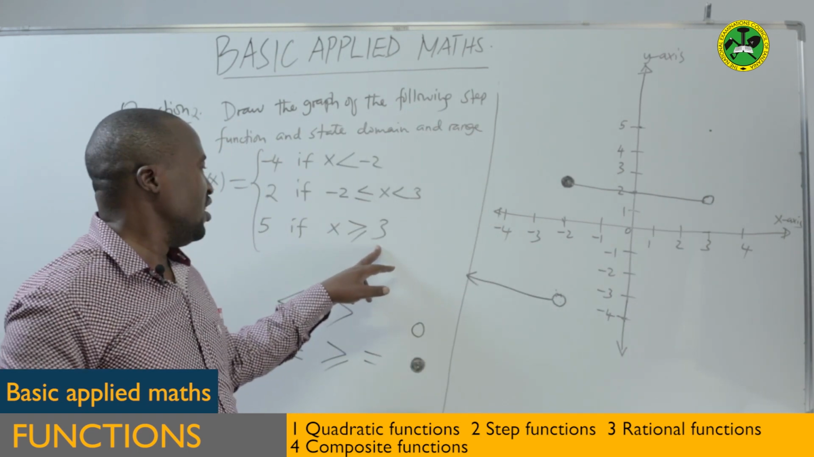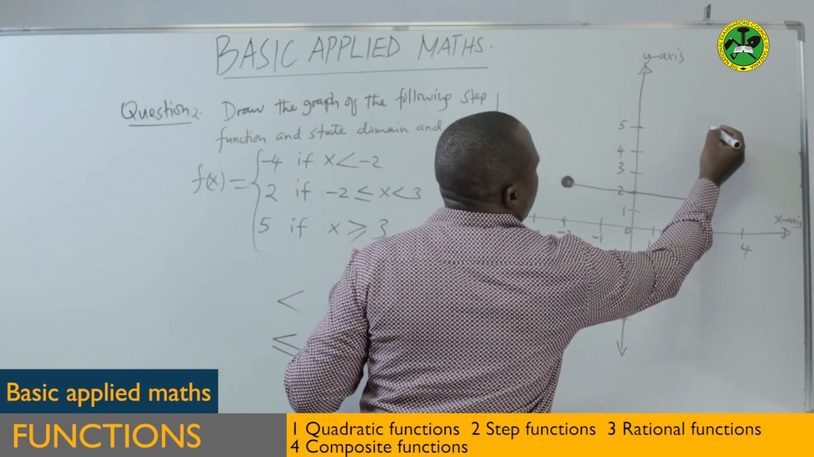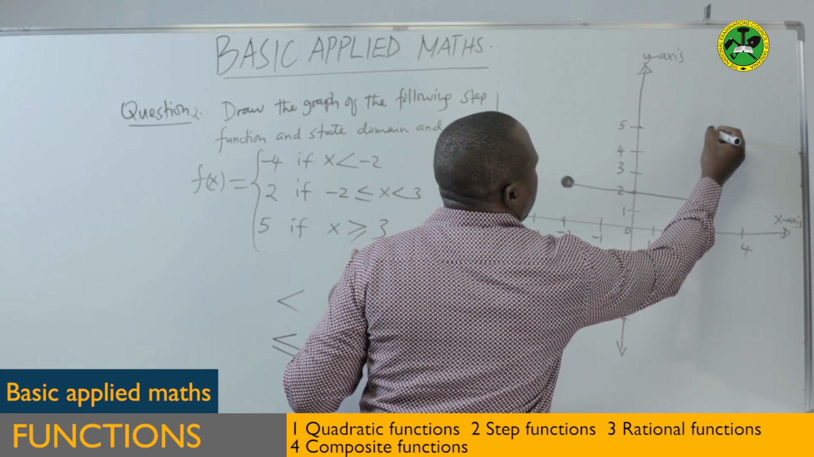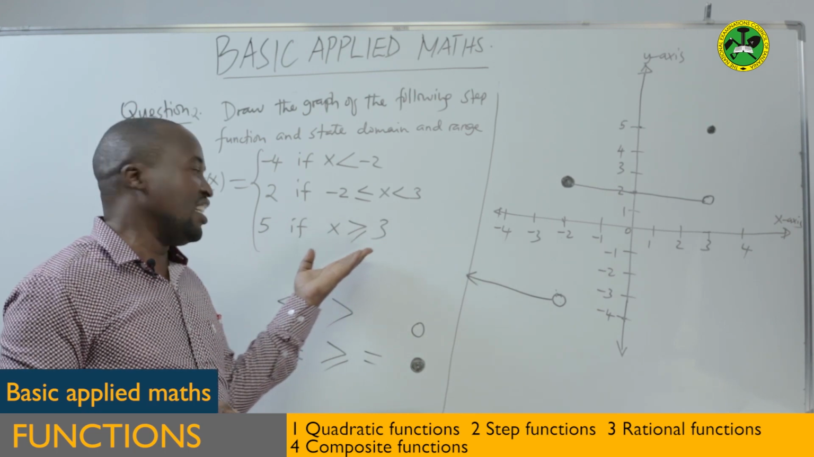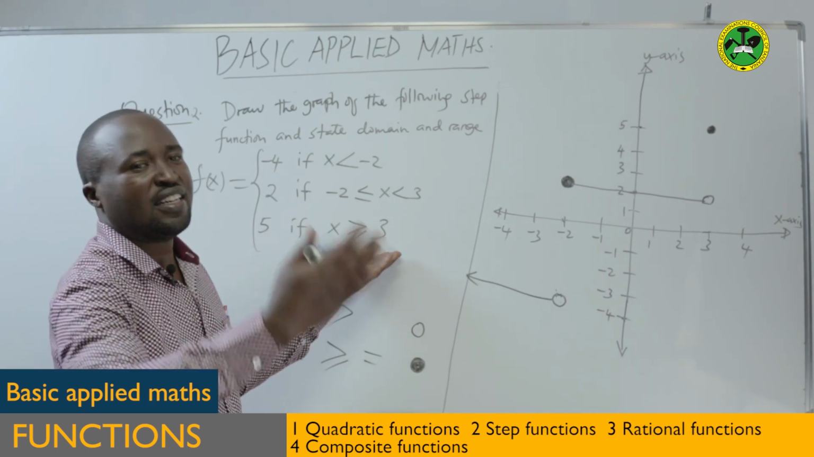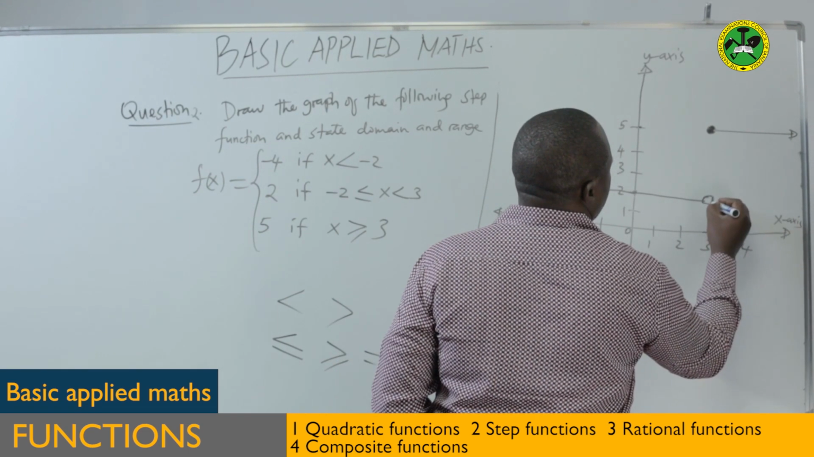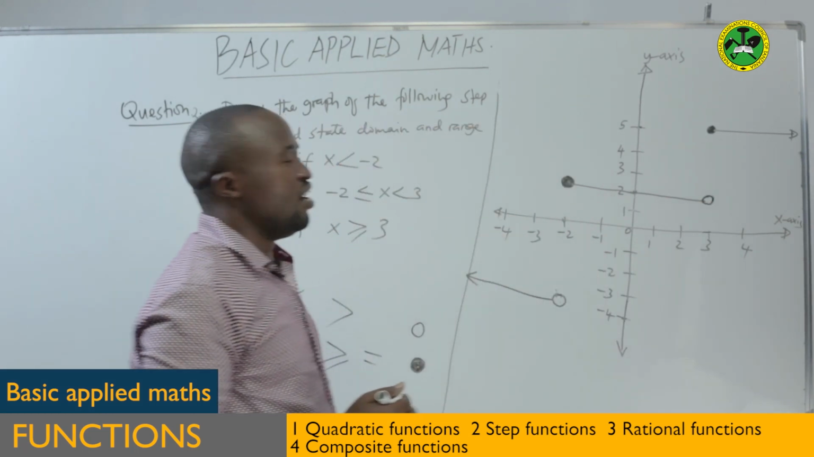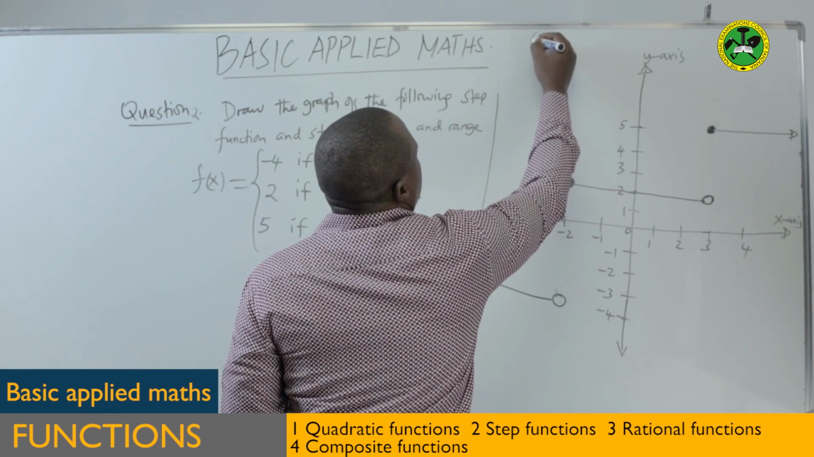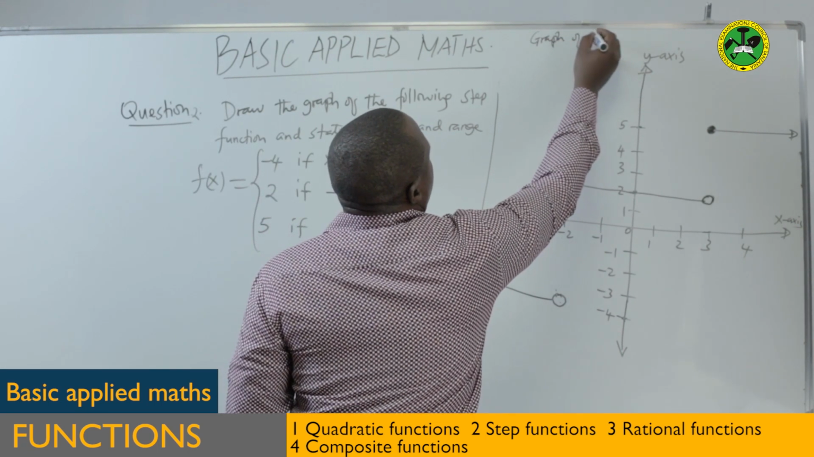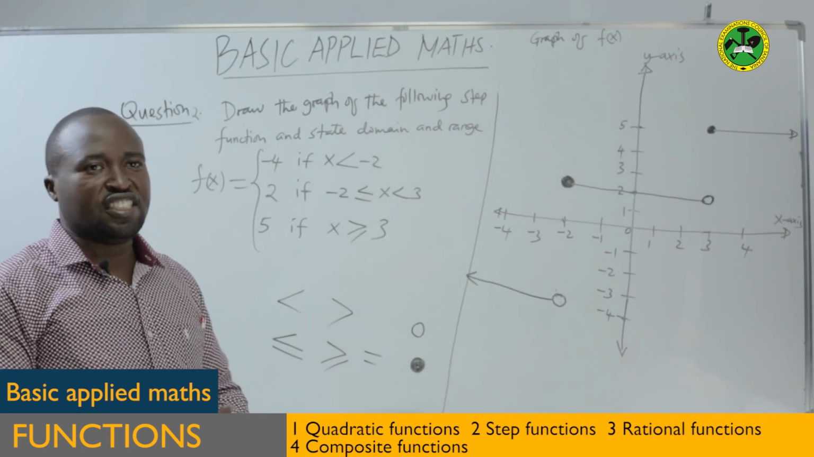So for this inequality symbol, we just draw a small circle and shade it. Then try to interpret values of x which are greater than or equal to 3. So we go to our right hand side, it will be this way. Therefore, we've already completed our step function graph. So this is the graph of f of x. Remember, f of x is a step function.